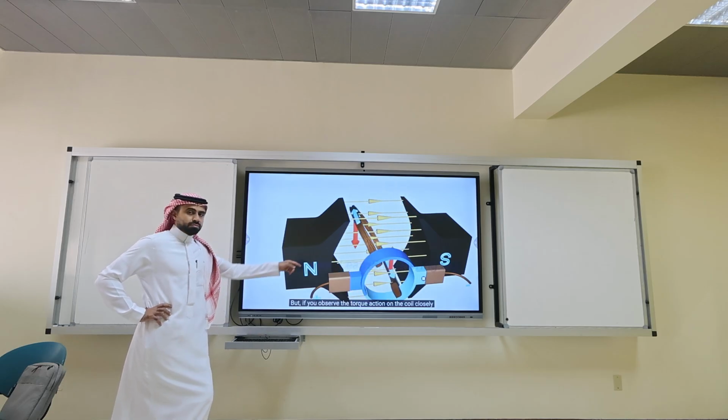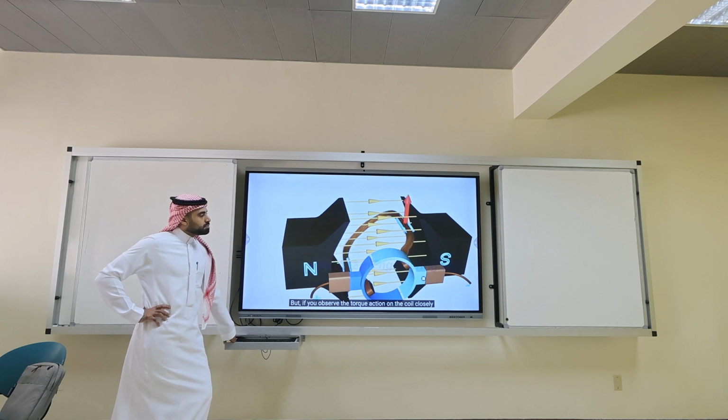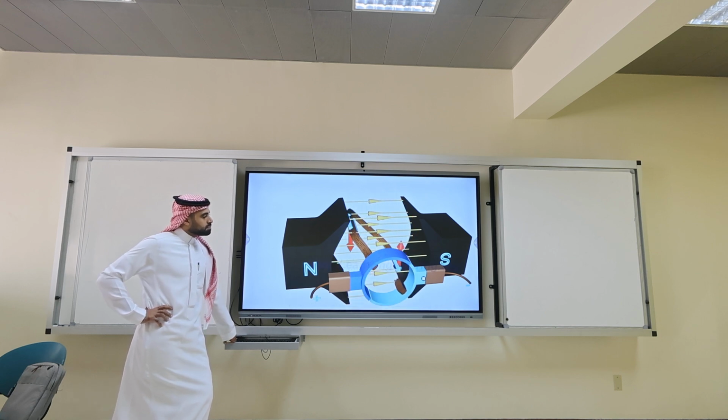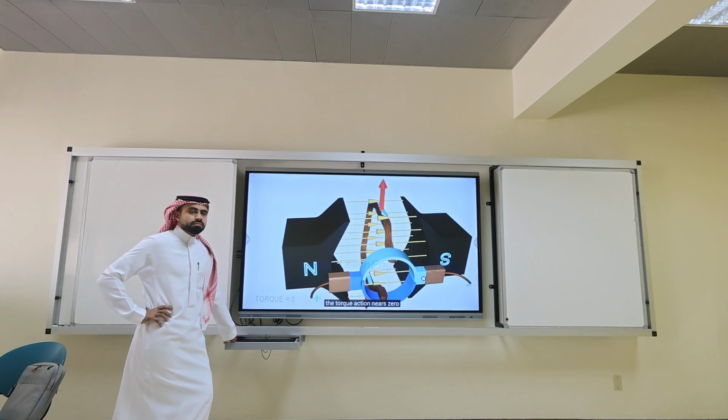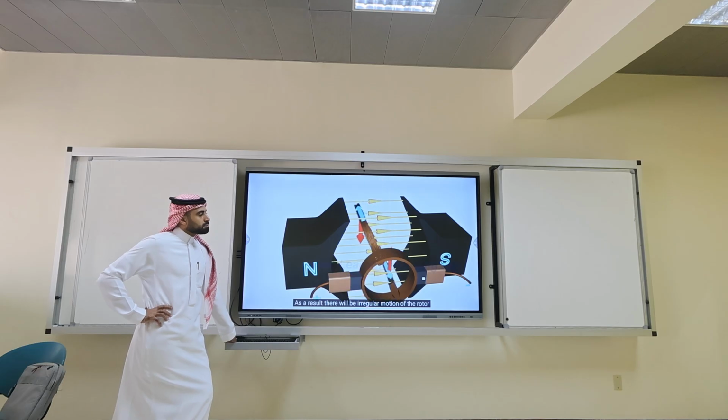And the commutator will rotate. But if you observe the torque action on the coil closely, you will notice that when the coil is nearly perpendicular to the magnetic flux, the torque action nears zero. As a result, there will be irregular motion of the rotor if you run such a DC motor.